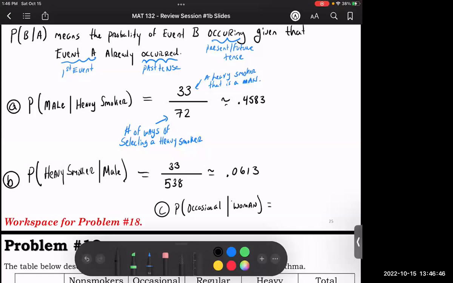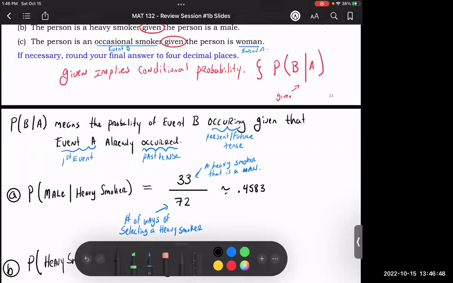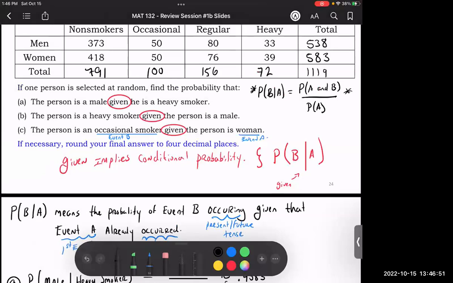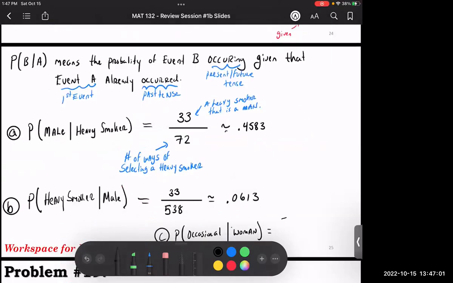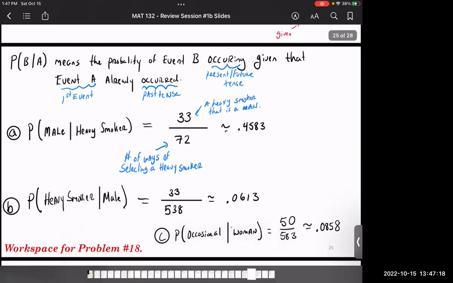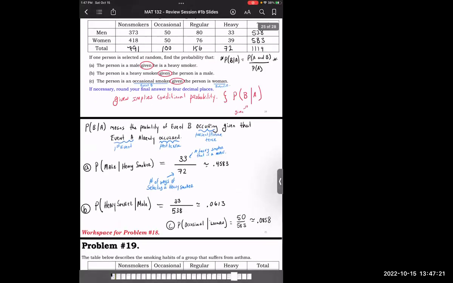So let's look back at the table. How many women were there in this data set? 583. How many of them now were occasional smokers? 50. So it's 50 over 583. And then you round this off to 4 decimal places, and you get 0.0858 approximately. So I'm just going to rotate back my screen because I gave you a lot of information there.